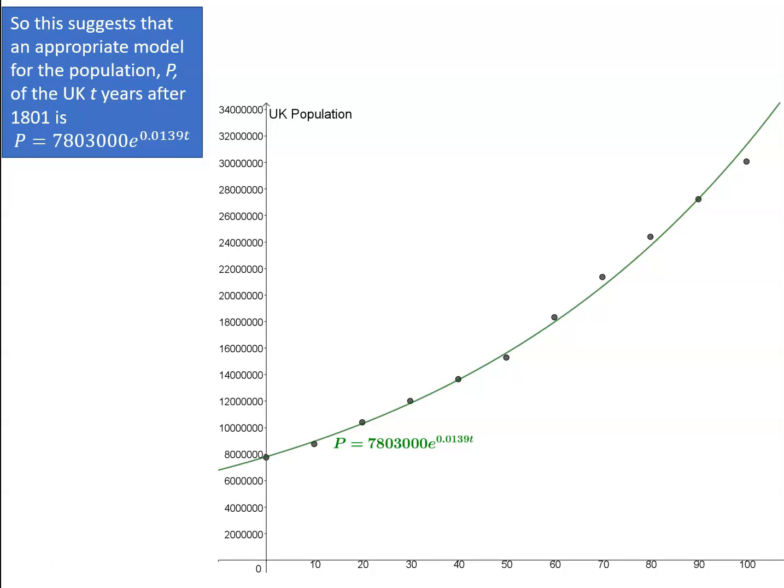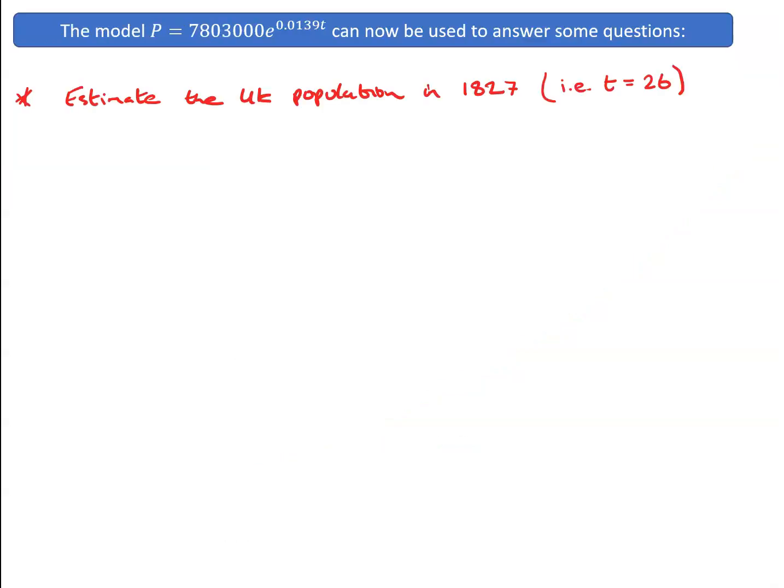So we could perhaps use this rule to make some deductions. So for example, if we wanted to estimate what the population of the UK was in 1827, well, 1827 is 26 years after 1801, so we need to have t equals 26. So when t equals 26, we've got P is 7,803,000 times e to the 0.0139 times 26. And that comes out to be somewhere around about 11,200,000.